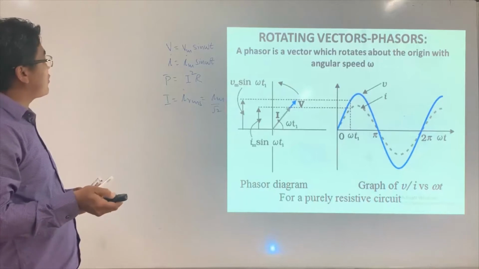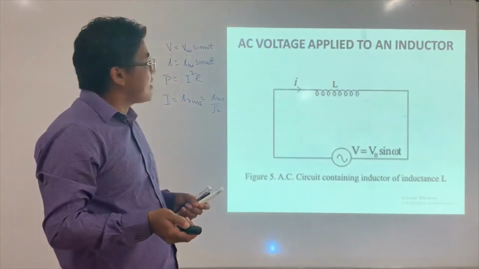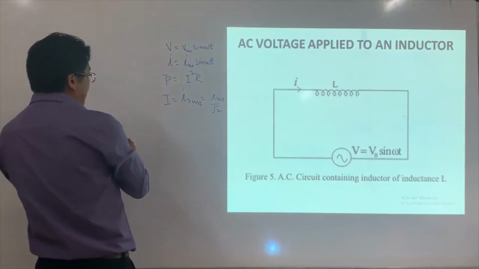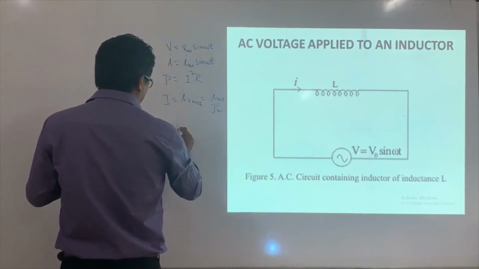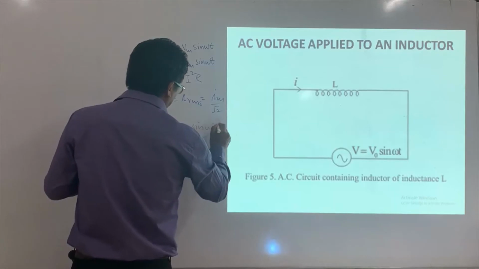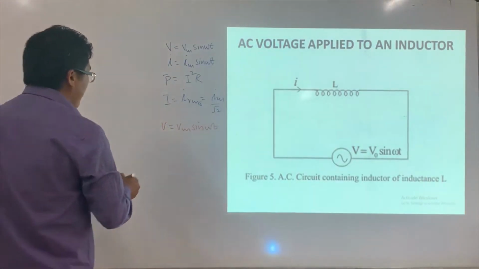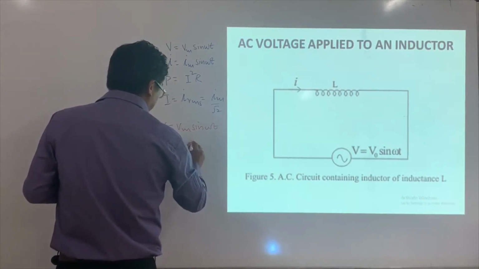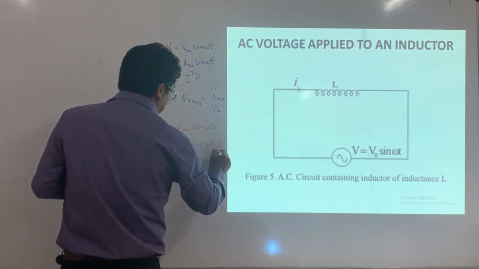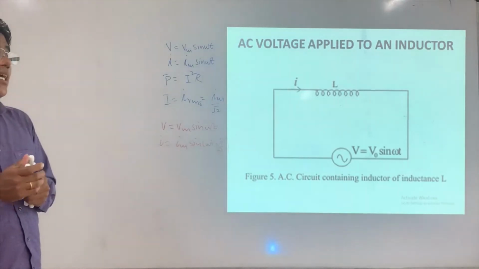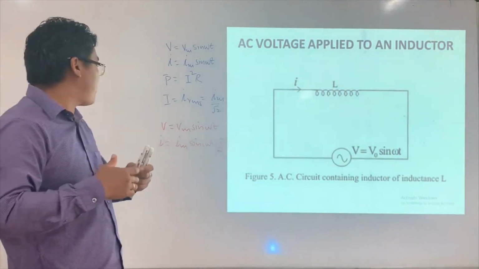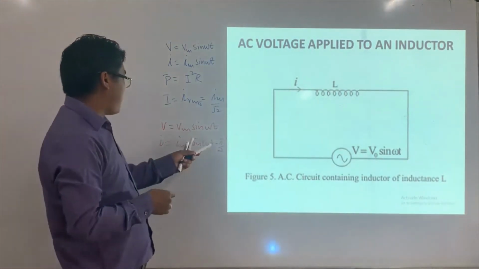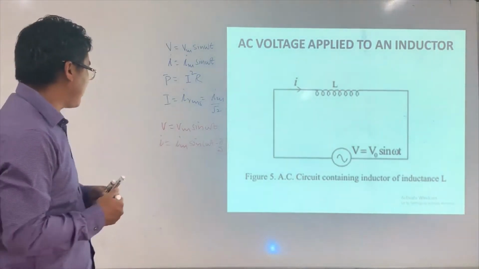And then we talked about AC voltage applied across an inductor. When we talk about AC voltage applied across inductors, this is the voltage we supply, the voltage applied by a source. And we say that current is equal to Im sine omega t minus pi by 2. This tells that current is pi by 2 behind voltage. That means voltage is ahead of current by pi by 2. Voltage is pi by 2 ahead of current. This is what we talked about.